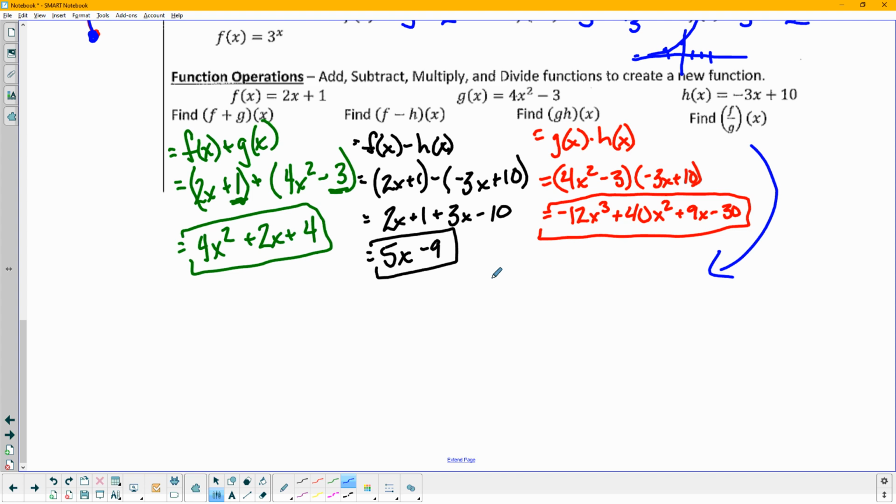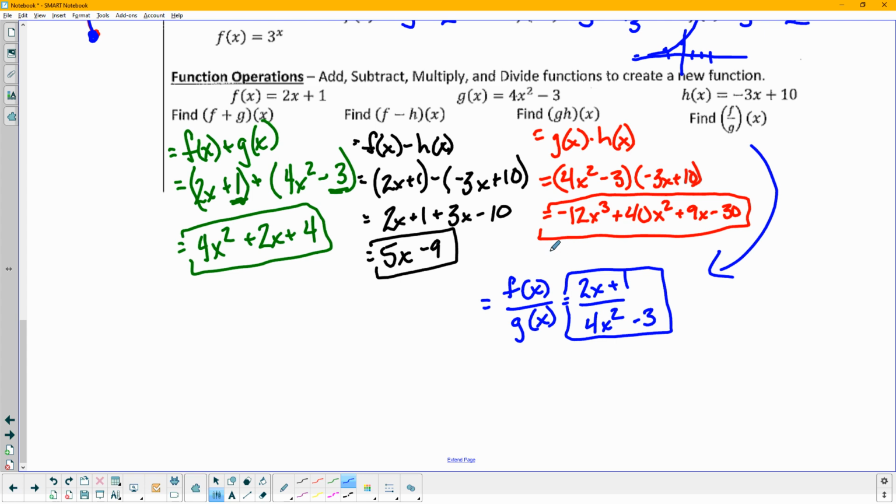And last but not least, I have a division problem. I'm going to write it down here in blue. It is f of x divided by g of x. And more often than not, there's not as much that we can do when we divide, but let's go ahead and look at it. I have 2x plus 1 divided by 4x squared minus 3. And there's really nothing I can do there. There's no simplification that needs to be done.